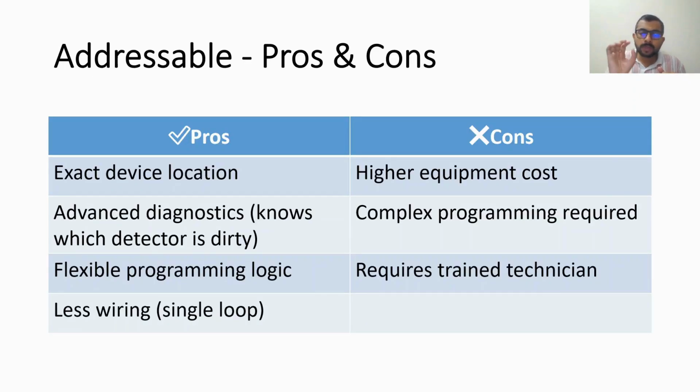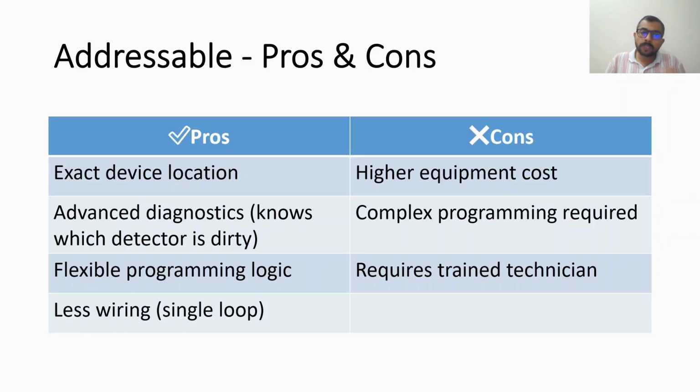So let's discuss the pros and cons of the addressable system. When it comes to the pros, as I said before, you get the exact device location. There's no doubt about it. The diagnostics of the addressable system is advanced. It will tell you which device is faulty, which device is dirty, and which device needs to be cleaned. When it comes to diagnostics, the addressable system has an upper hand.